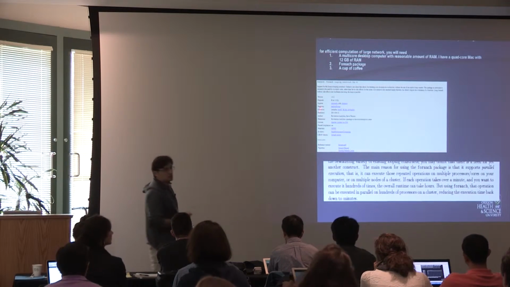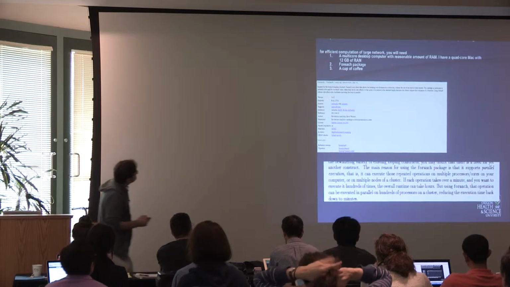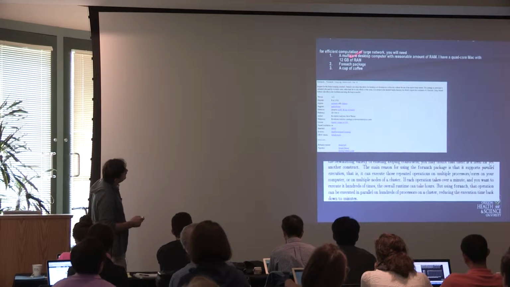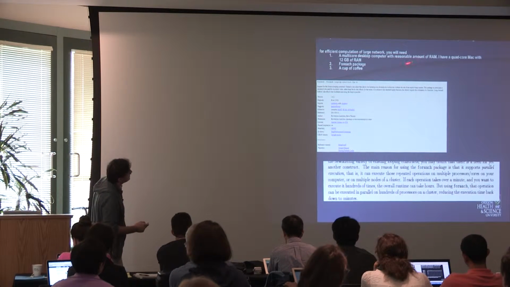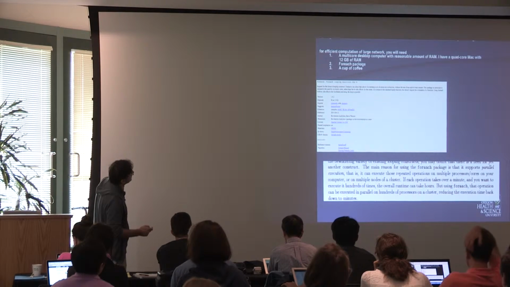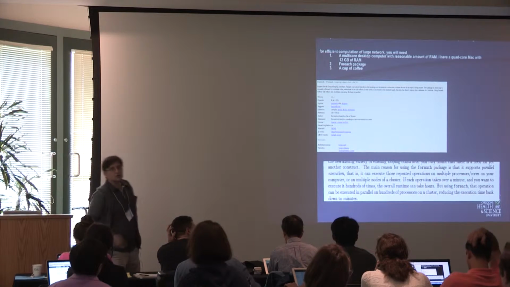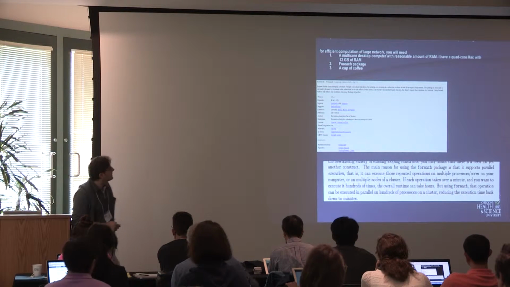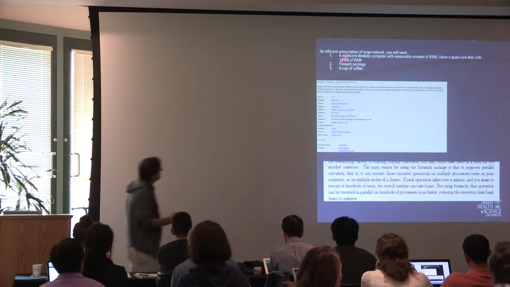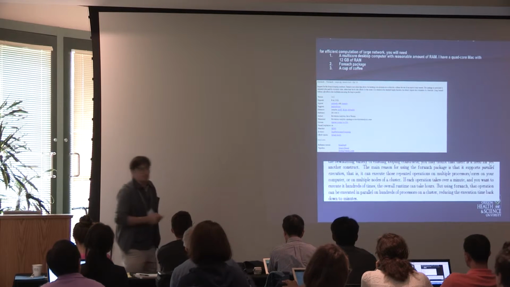So what do you need to do co-splicing network analysis? You need a multi-core desktop computer and a reasonable amount of RAM. I have 12 gigs and a quad core or something like that. So that's fine. You need the foreach package and a cup of coffee.